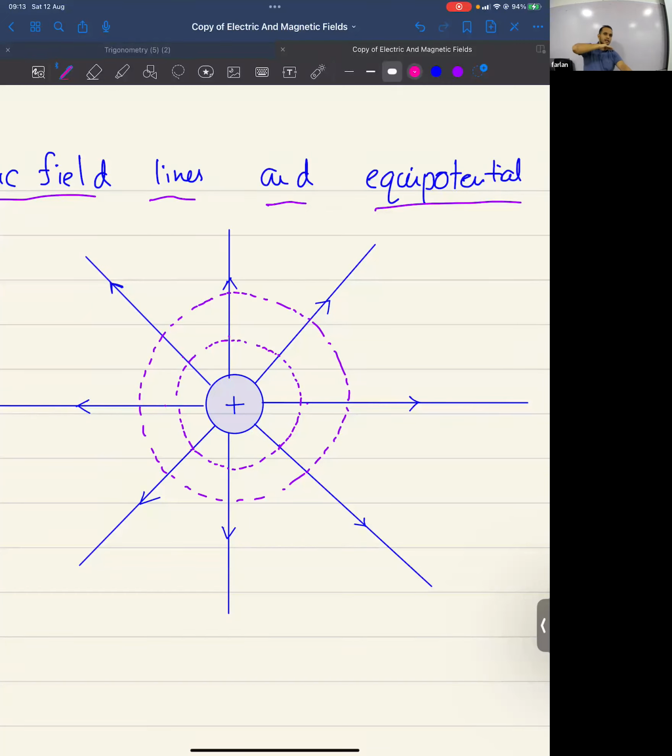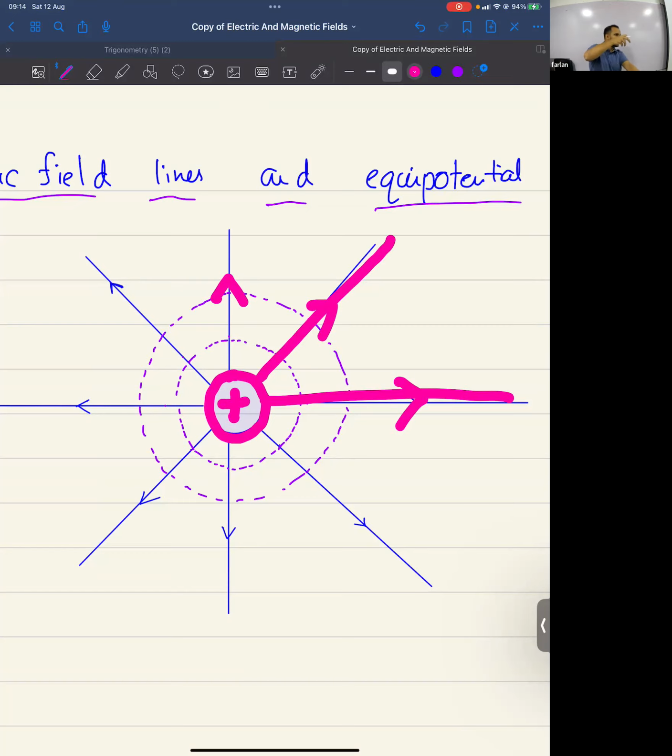The direction of the electric field is the direction in which a positive charge will move, or a positive charge will experience a force. Now, guys, if I take a positive charge, the electric field lines around it will be away from the positive charge. Do you agree with me? From a positive charge, the electric field lines will be away from it.